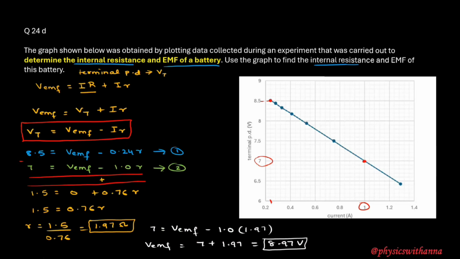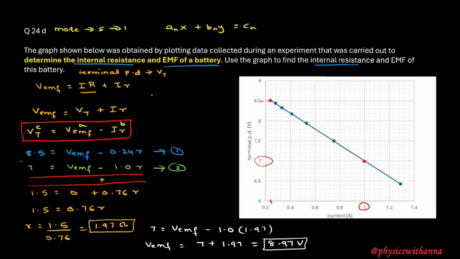If you have difficulty solving simultaneous equation, you can directly use calculator for this. In your calculator, go to mode 5 and choose the first equation. The first equation is of the order a n x plus b n y equals c n. So a and b are the coefficient of the two variables and c is the constant. So in our expression here, VT is the constant. Coefficient of V EMF you can take as A. Coefficient of r you can take as B.